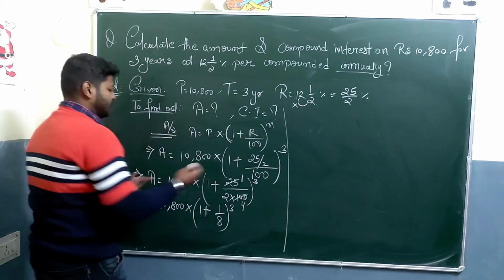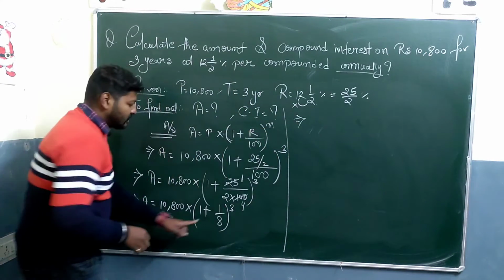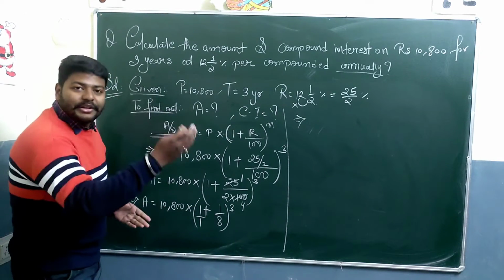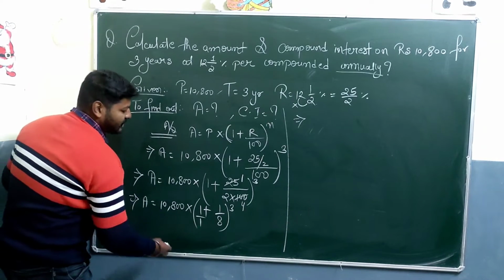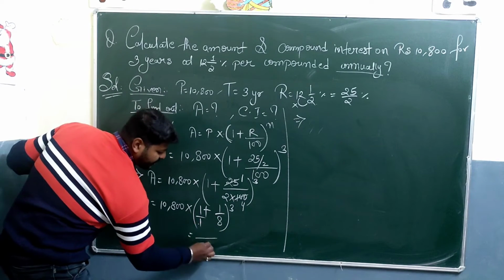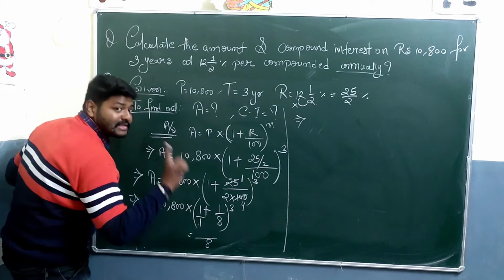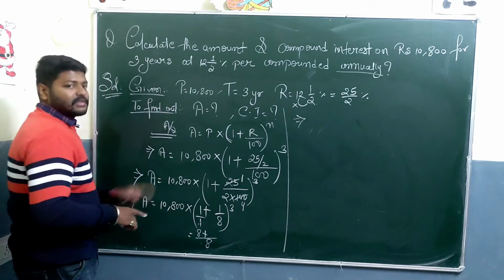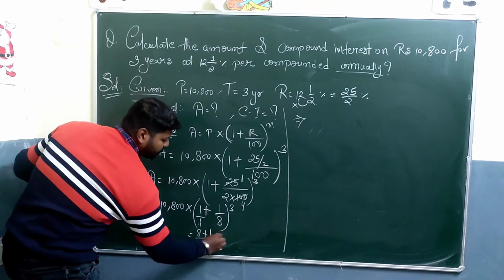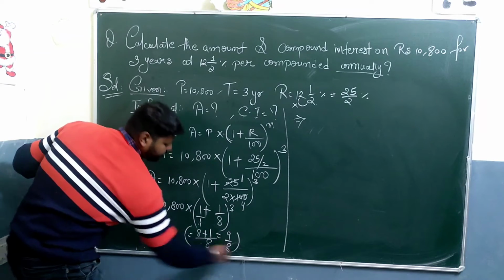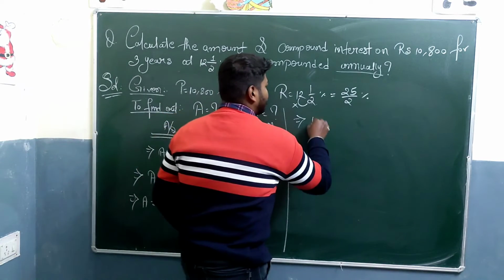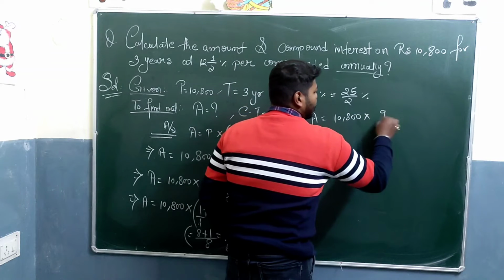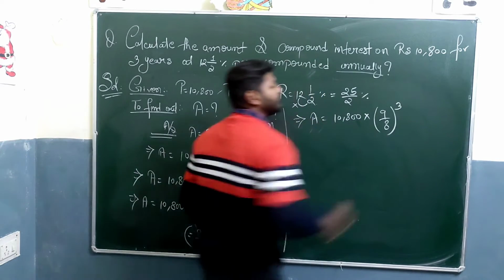Now we come to our next step: we will take the LCM of these fractions and convert it into one fraction, numerator upon denominator. If we calculate this, we get 8 as the LCM. 8 divided by 1 is 8, 8 into 1 is 8, plus 8 divided by 8 is 1, 1 into 1 is 1, so we get 9 upon 8. Now we substitute the value: A is equal to 10,800 into (9 upon 8) power 3.